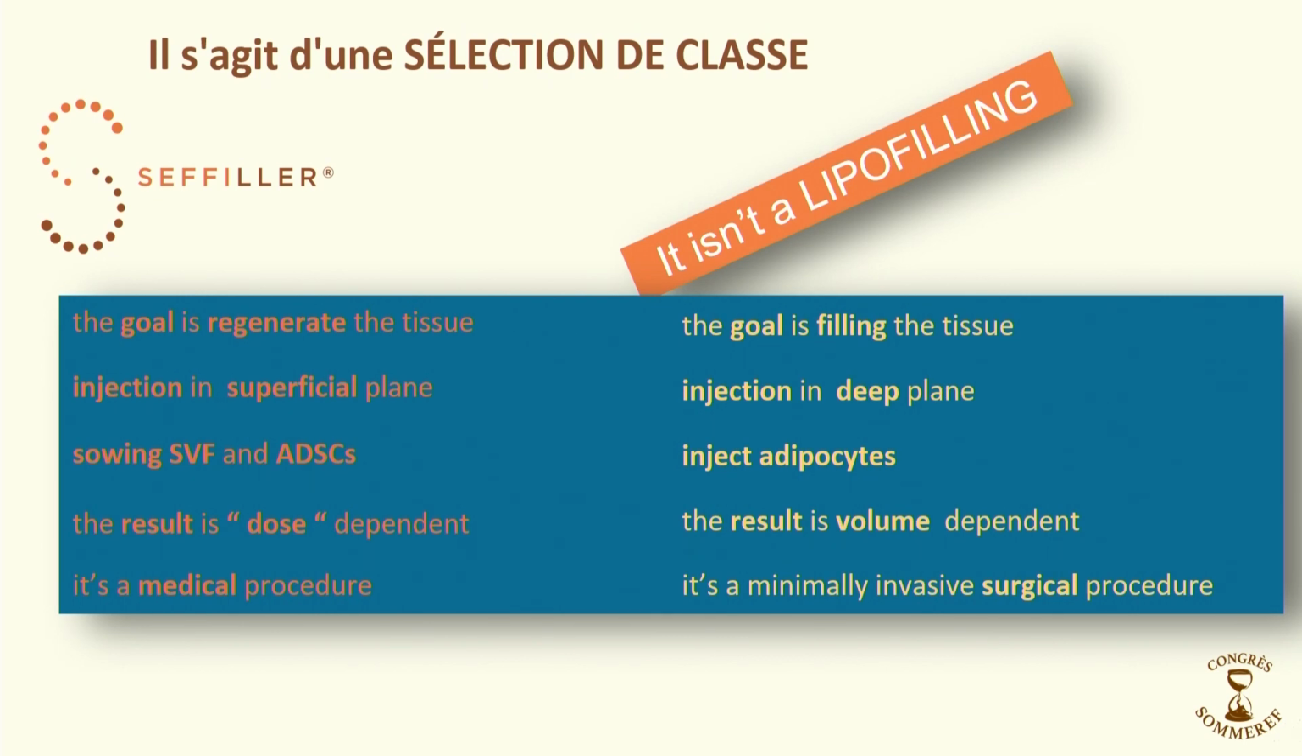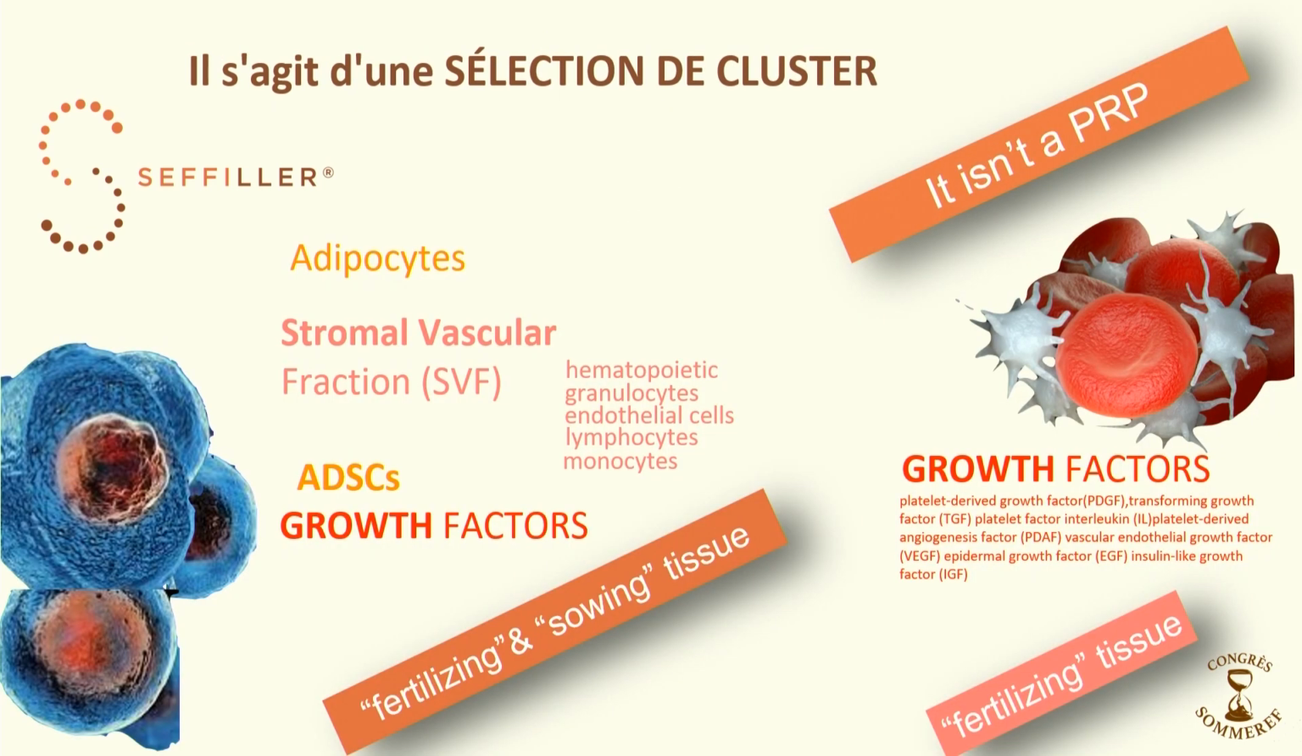It is a cluster selection because we have adipocytes and stromal vascular fraction, growth factors. So we transfer cells and tissue. It isn't a PRP. PRP is only growth factor, acellular.